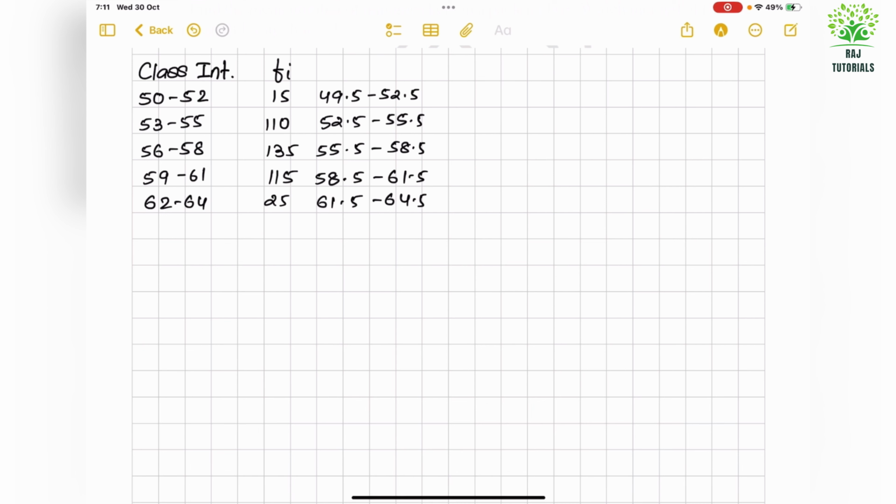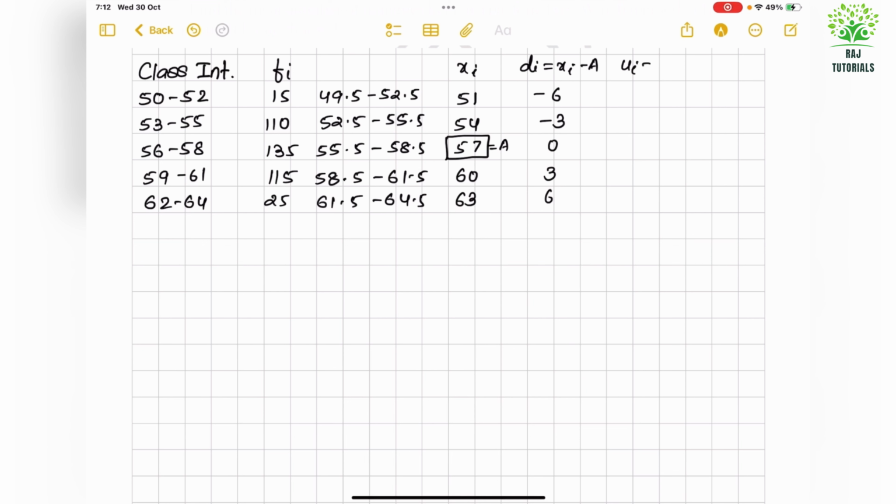Now moving ahead, f is already given. Now I am finding xi. So 49.5 plus 52.5 divided by 2, I am getting 51. In the same way this will be 54, 57, 60 and 63. Now I am taking the third one as a. So di will be xi minus a. So 51 minus 57 means minus 6, then minus 3, 0, 3 and 6. This always comes in equal gaps.